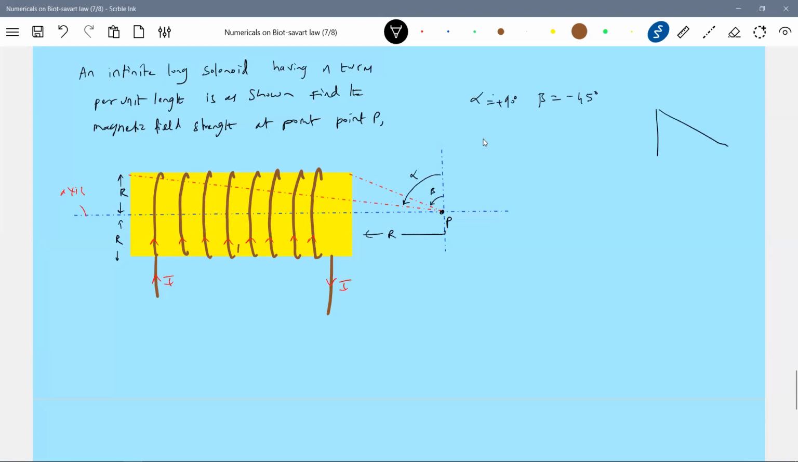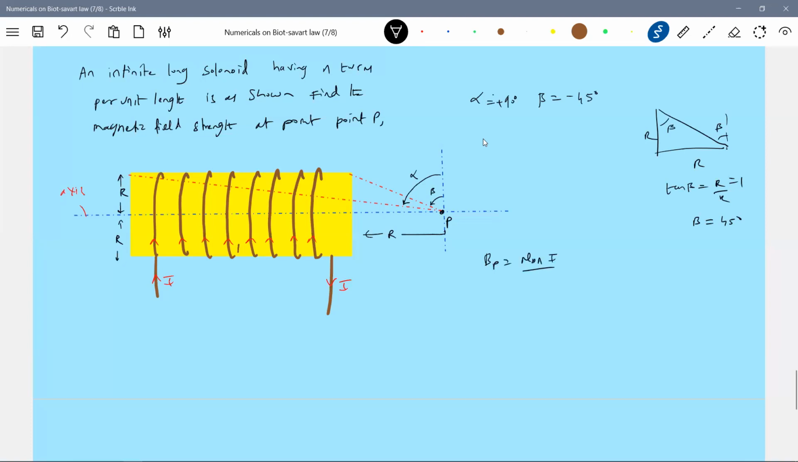Because look at that triangle. This is R, this is R. Tan beta equals R by R, which is 1, cot. So beta equals 45 degrees. So let's come and substitute in that formula.